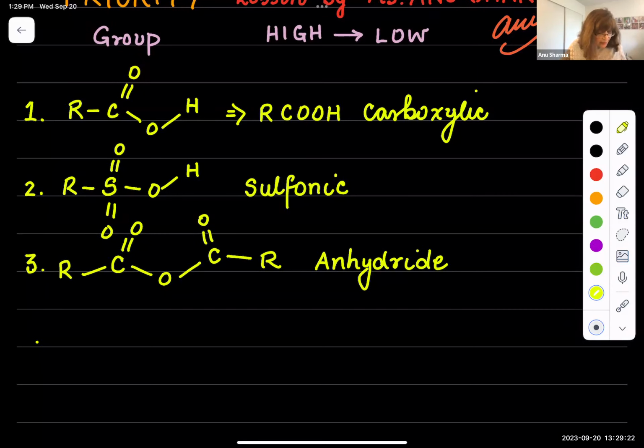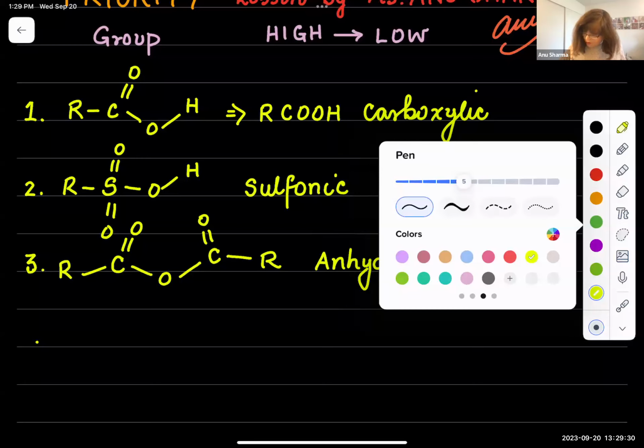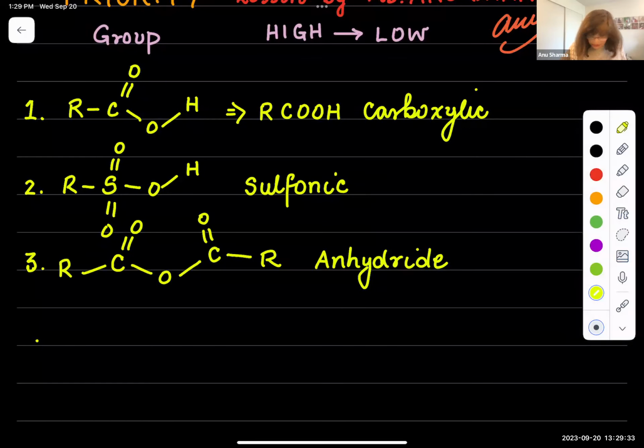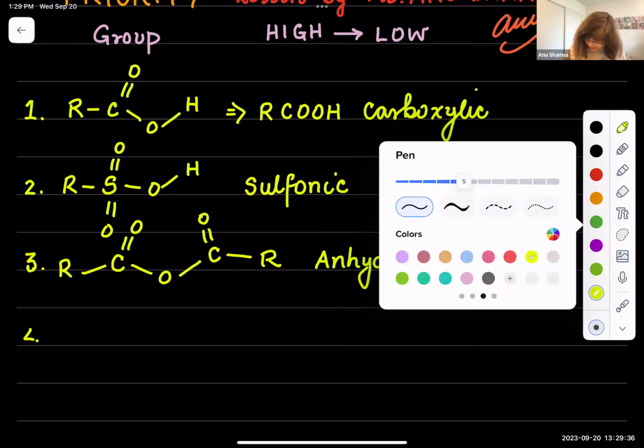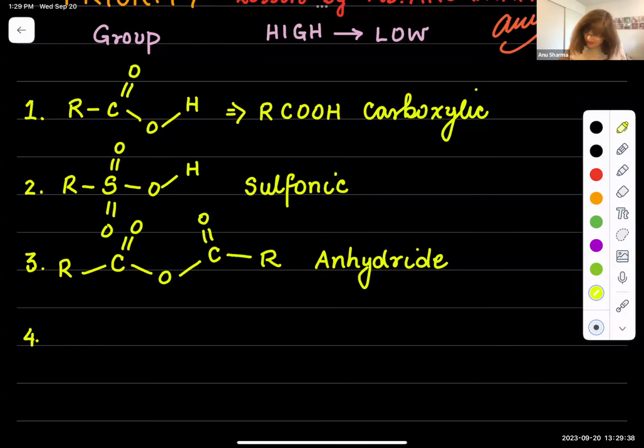Next comes the ester. If there is a competition, we would follow first the acidic group and then the anhydride group. Next comes the ester. Ester looks like this. Again, the carbonyl group of one acid, and here comes the oxygen and R. So instead of another carbonyl, it's just an ether linkage, an oxygen linkage. And so this is the ester.